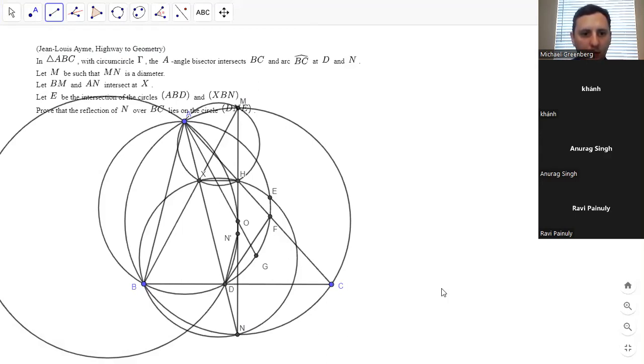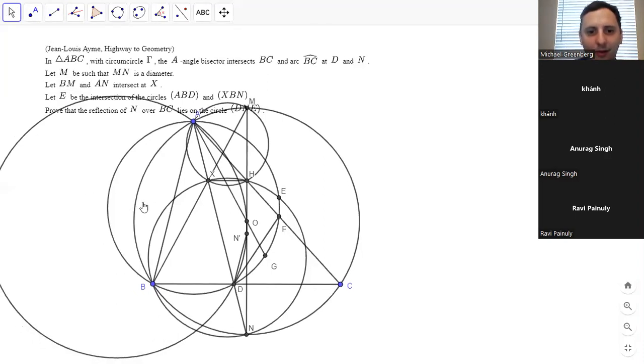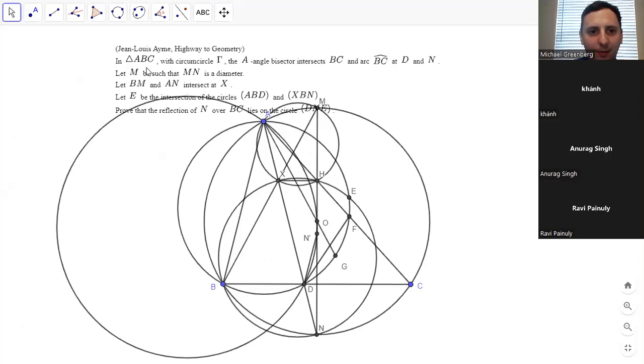So BAO is 90 minus angle C. Okay, that's true. BEG is 90 minus angle C. Oh, I like that. And then BEN is BXN. Oh, okay. I think that solves it. This proves the collinearity. So I think that solves the problem. All right, so I'm going to start typing it up.